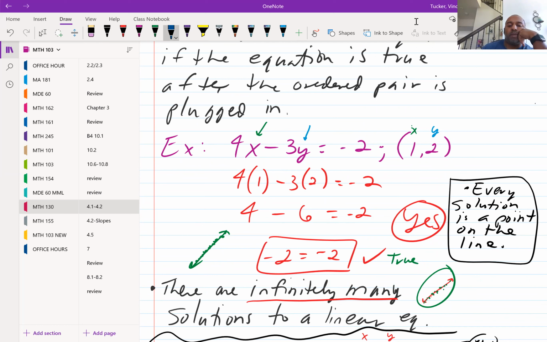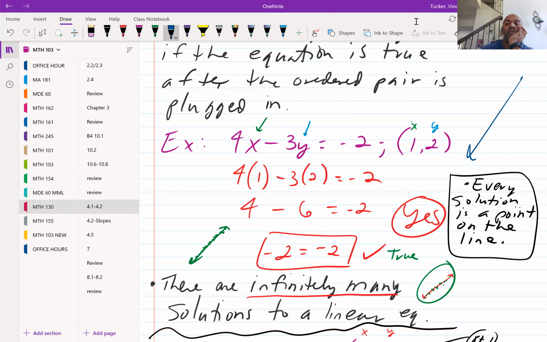All right, so there are infinitely many solutions to a linear equation, and that line represents all of the solutions. So every solution is a point on the line. When we go to graph our lines, which is what we're going to do in a second, that line represents every solution, or every ordered pair that is a solution for that equation. So the ordered pair (1, 2) would be a point on this line that is created. It'll be a point somewhere on this line, a point in the graph.